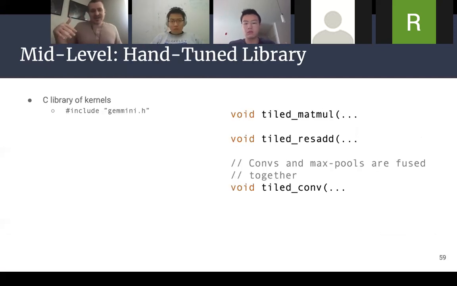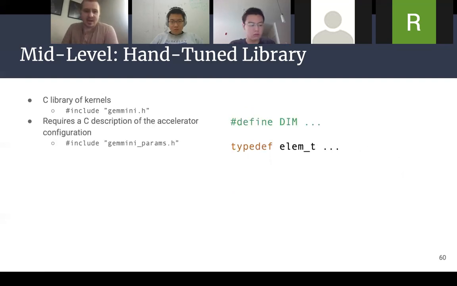Okay, underneath that, at the mid-level, we have a hand-tuned library of C kernels in a header file that we just call gemmini.h. This is basically what ONNX Runtime is calling. It's just calling these hand-written kernels. So we have them for matmuls, residual additions, convolutions, maxpools, global averaging, other types of kernels. This library requires a description of the accelerator configuration, which we wrap into a header file called gemmini_params.h, which basically just tells the library what the dimension of my systolic array is, what data types it is operating on, etc.